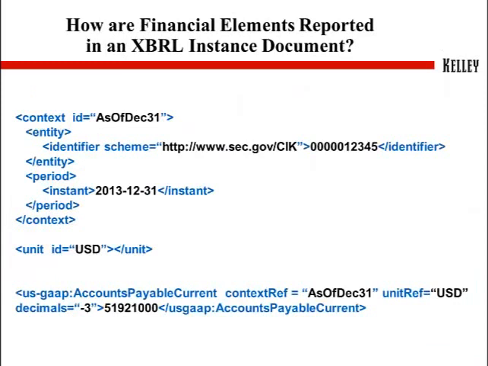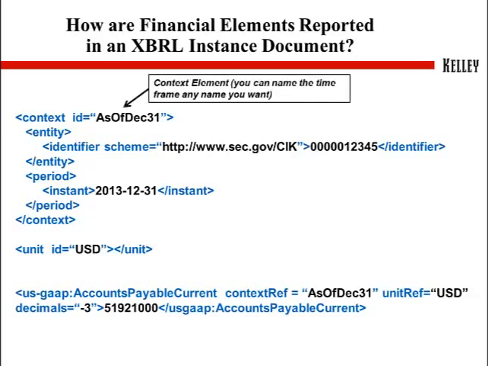Well, let's take a peek inside an XBRL instance document and see how financial data would be reported. As you can see, this is based upon XML syntax. There are elements, and each element is made up of tags and content. Well, the first element that is on the slide is the context element, and this reports two things. The first one is the entity, and this identifies the company, and in this case the company has a unique identifier code that the SEC has given it, and it's 12345.